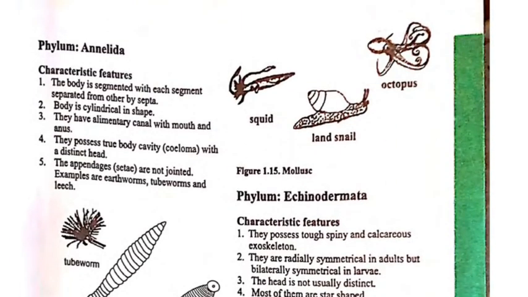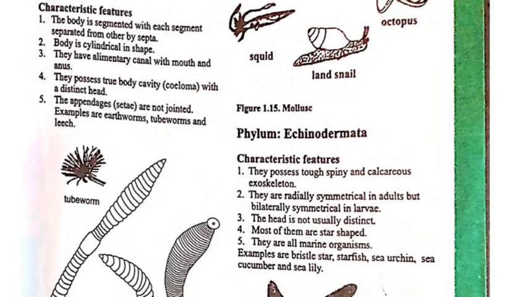Now we have Annelida. Alright, so in annelids, the body is segmented, with each segment separated from the other by septa. The separation, that line that joins a segment to another segment, is called what? Septa. The body is cylindrical in shape. They have alimentary canal with mouth and anus. They possess true body cavity with a distinct head. The appendages are not jointed.